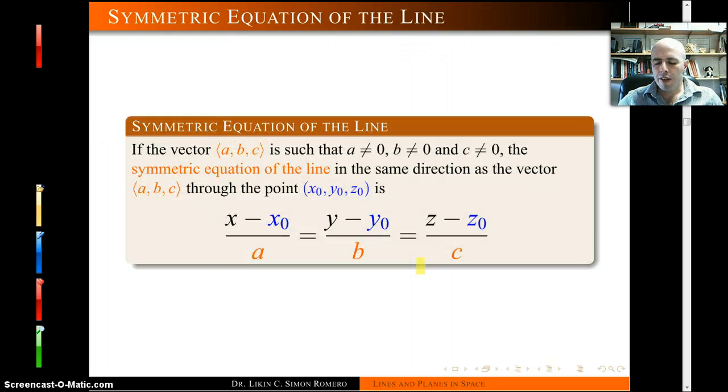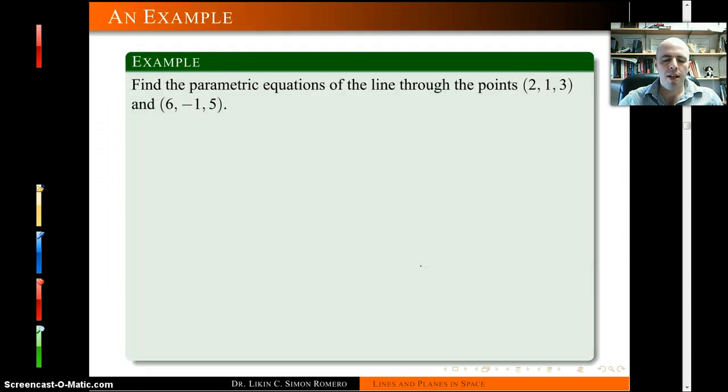The symmetric equation of the line is like this. I'm not going to talk too much about it because we're not going to use it that much. Let me better give an example. 2 points actually describe a line. So the question is, given 2 points, can we get the parametric equations of the line? And the answer is yes.